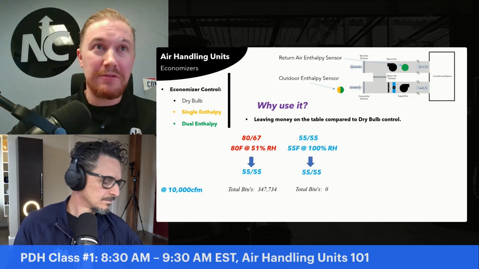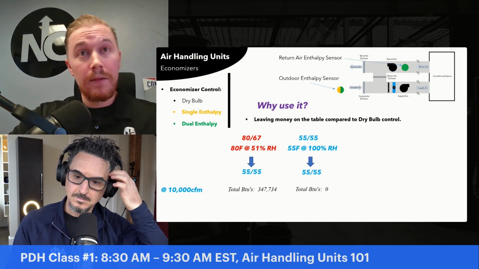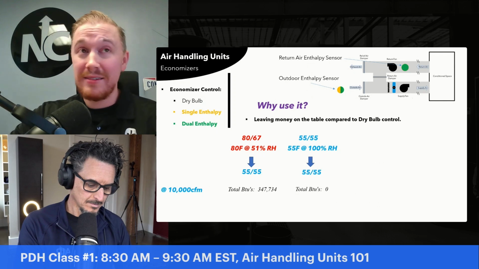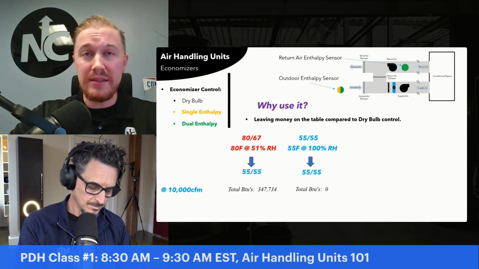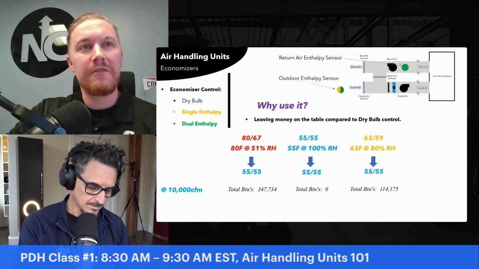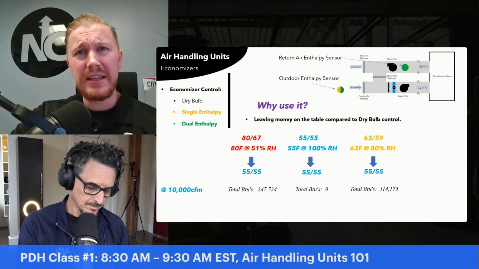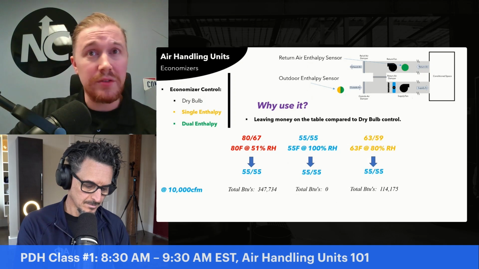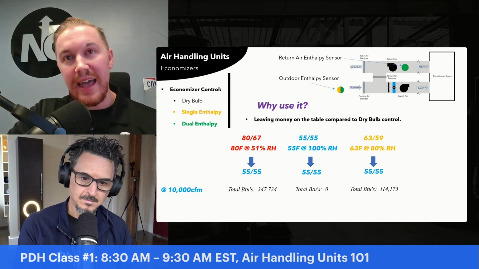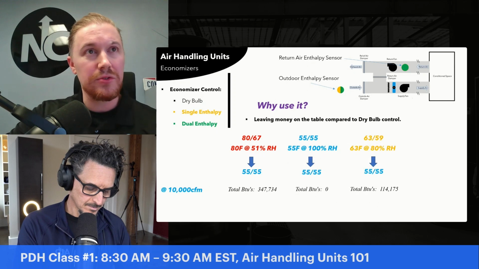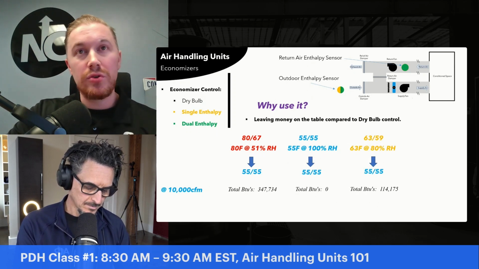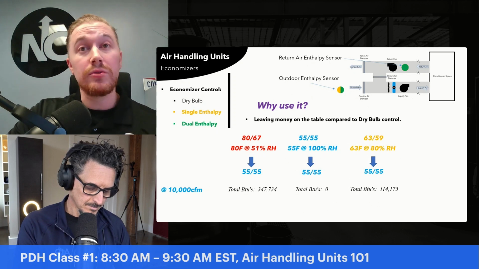If I'm 55 degrees outside, fully saturated, 55-55, and I'm wanting to deliver 55-55 to the space, no mechanical cooling is required, 0 BTUs. But what about 63-59? If I want to move 63-59 to 55-55, I'll require 114,000 BTUs. In this case, if I had integrated enthalpy control on the air handling unit, it would be better off to cool the outdoor air than to cool down the return air mixed with minimum OA.